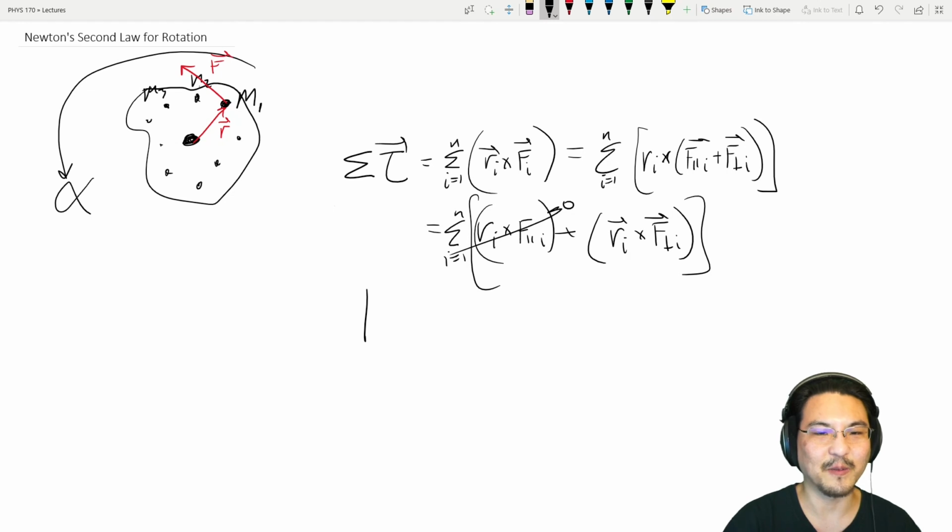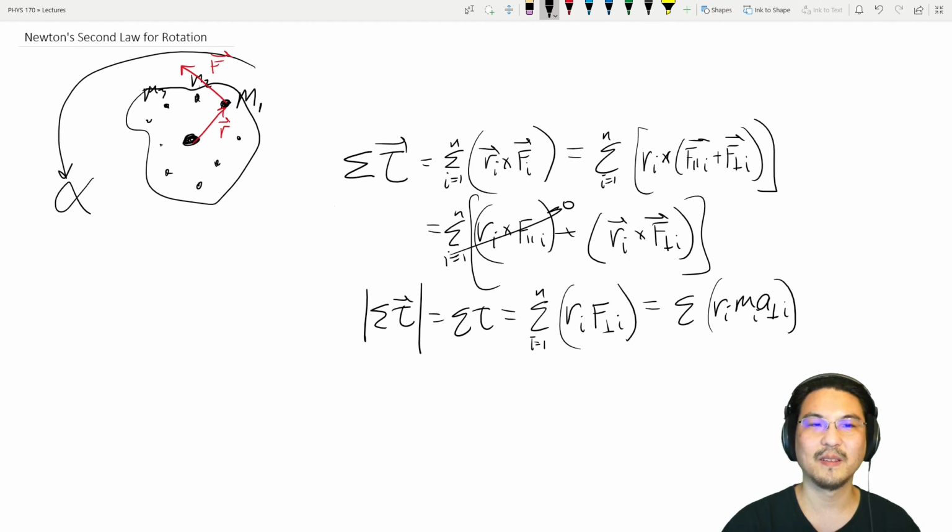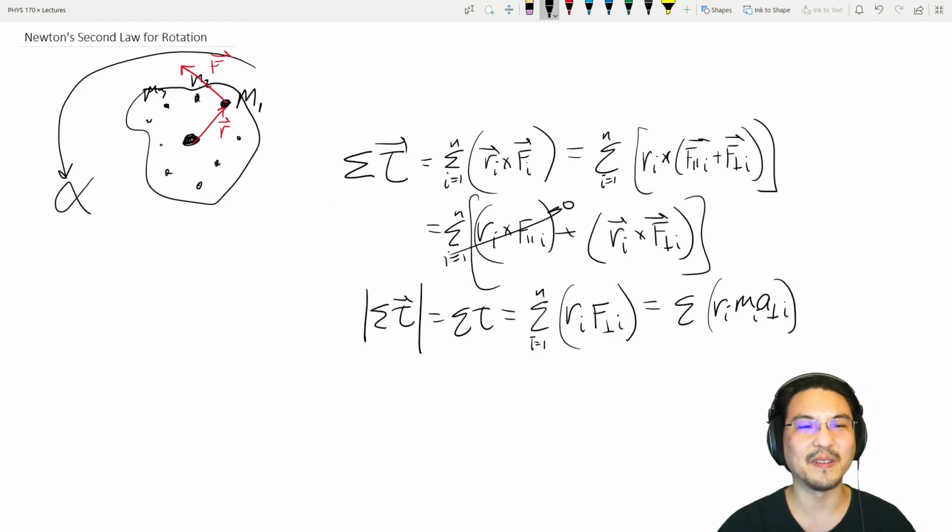Okay, so this is a vector, right? So if we're just concerned about the magnitude, I'll just write it like this, without the vector, right? Just the magnitude. Then it's just R times F perpendicular, like that, right? The parallel component doesn't do anything. Okay, force is mass times acceleration, but only the perpendicular component. So only the perpendicular component would be tangent to the path, right?